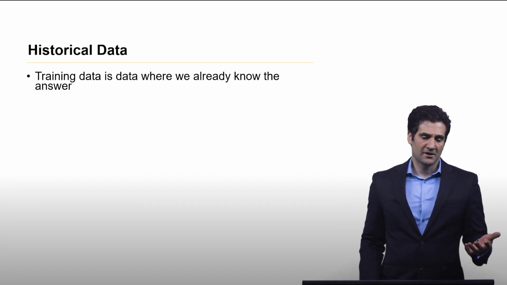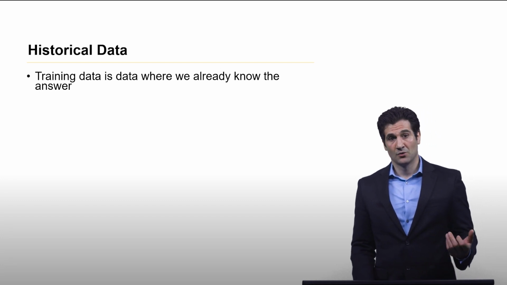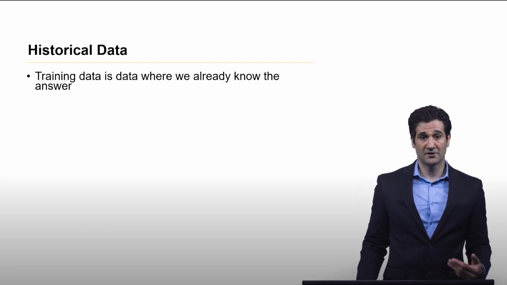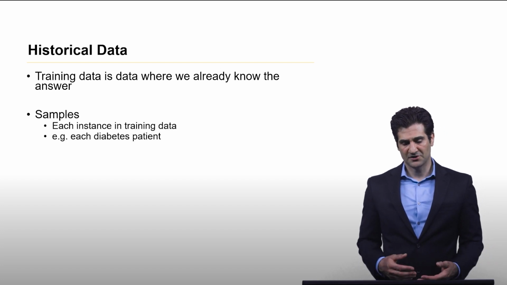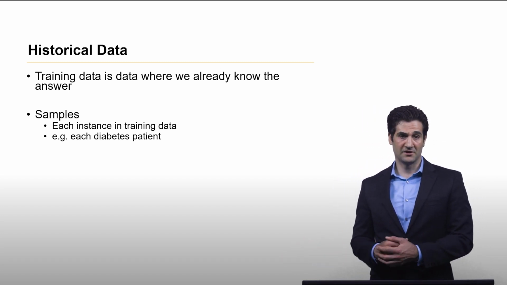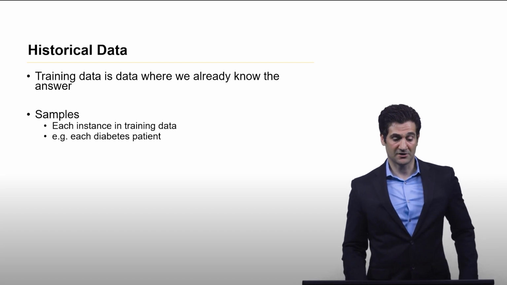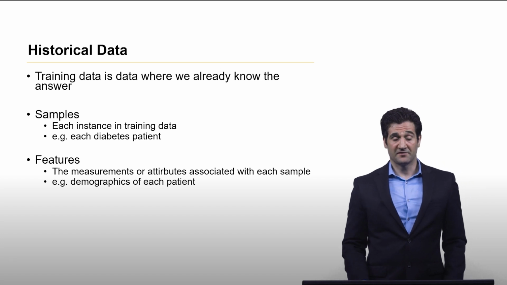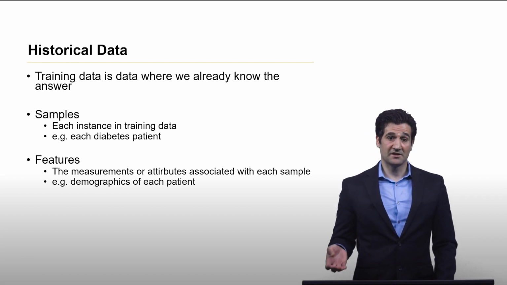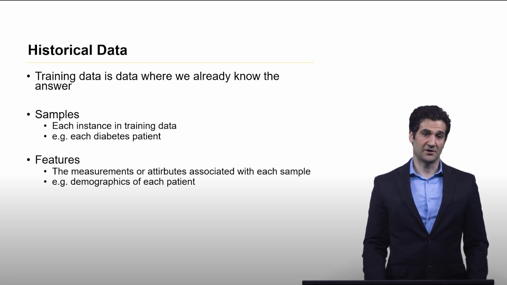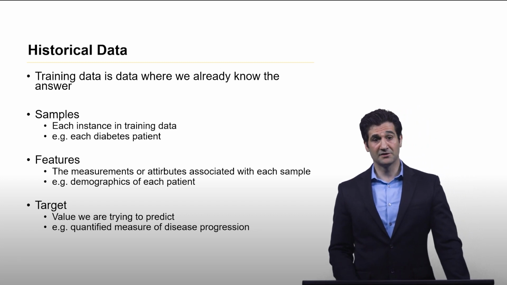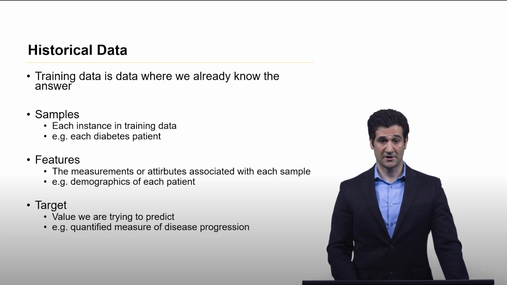Now, looking back at our earlier discussions on historical data, this is a supervised approach. So we will divide historical data into training data, where we already know the answer, and data we will use to train the model. And so, in the case of our diabetes data set, each sample in the training data corresponds with a diabetes patient. Likewise, the features, these are the measurements or attributes associated with each sample. So in our diabetes data set, these are the demographic bits of information associated with each patient that we're going to use to make our predictions. And finally, a target value, and this is what we're trying to predict. So in this case, the quantified measure of disease progression.